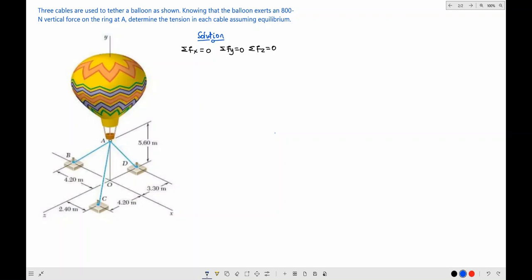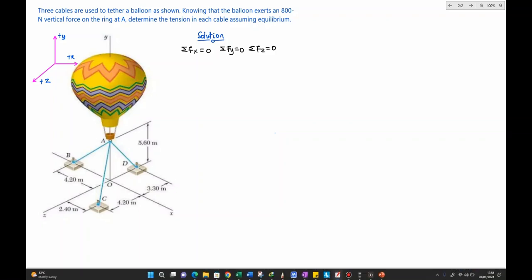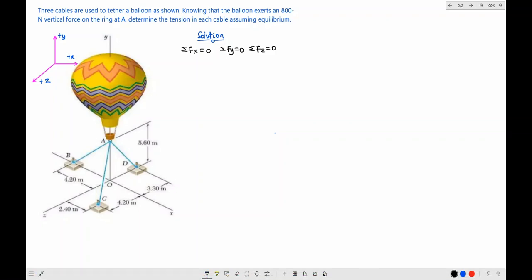So I'll define the directions for the axes. Let me do that here. We consider this direction to be the positive y, this will be positive z, and this should be positive x. So this is plus y, this is plus x, and this is plus z. For this figure, we are actually supposed to draw a free body diagram, but I have limited space, so I won't draw that, but you will have to draw it in your solution.